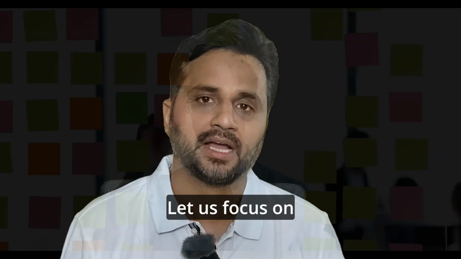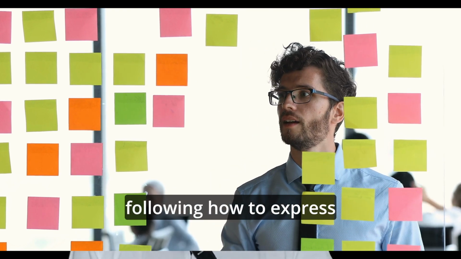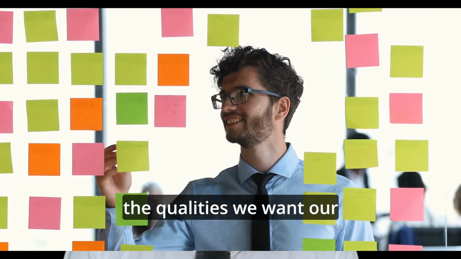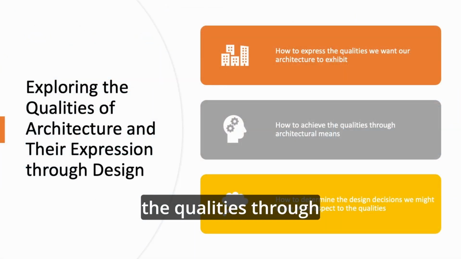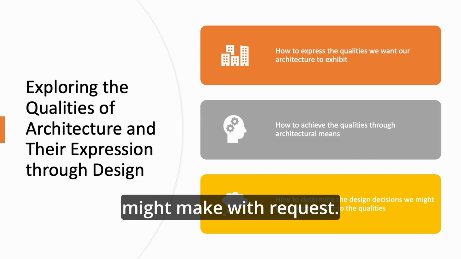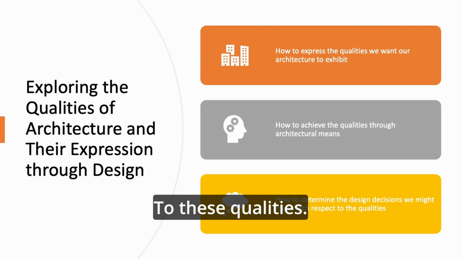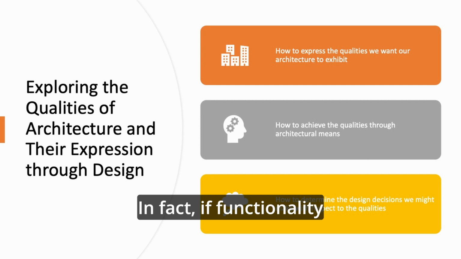existing system. Let us focus on understanding the following: how to express the qualities we want our architecture to exhibit, how to achieve the qualities through architectural means, and how to determine the design decisions we might make with respect to these qualities. In fact, if functionality was the only thing that mattered, you wouldn't have to divide the system into pieces at all.